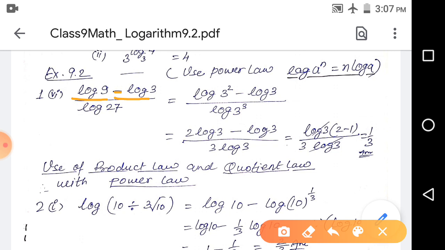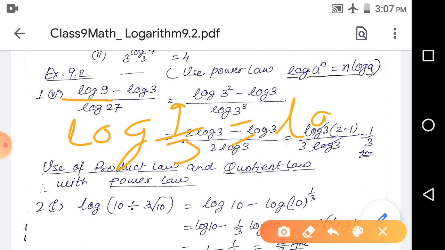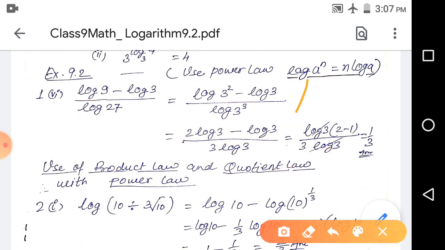So first see what we have. We have here log 9. If we use the quotient law, then directly we can write log 9 by 3. This 9 by 3 means 3, so it becomes log 3. For the numerator we have log 9 minus log 3, which becomes log 3. For the denominator we have log 27.